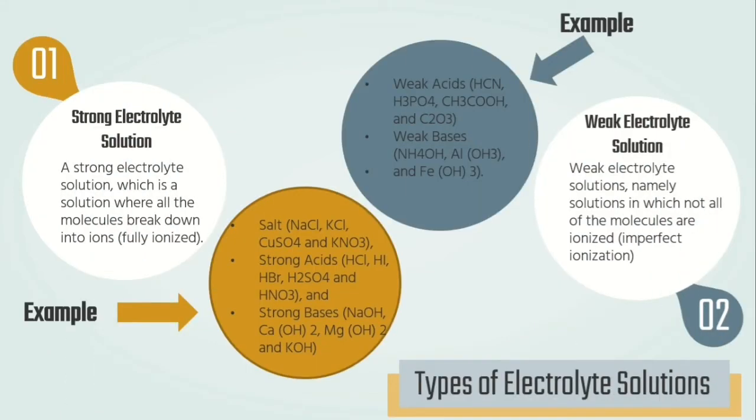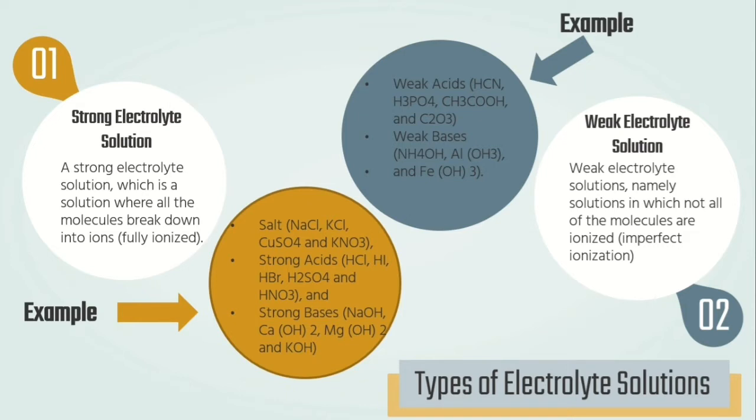Types of electrolyte solution. The first, strong electrolyte solution. A strong electrolyte solution is a solution where all the molecules break down into ions, or fully ionized. For example, number 1, salts, or NaCl, KCl, CuSO4, and KNO3. Number 2, strong acids, or HCl, HI, HBr, H2SO4, and HNO3. And number 3, strong bases, or NaOH, Ca(OH)2, Mg(OH)2, and KOH.